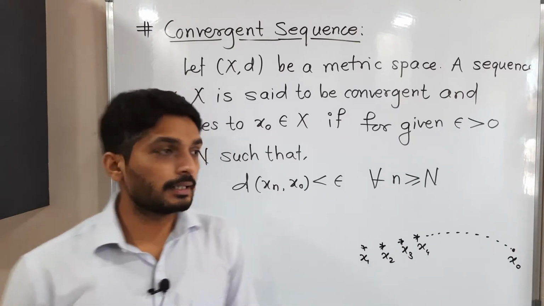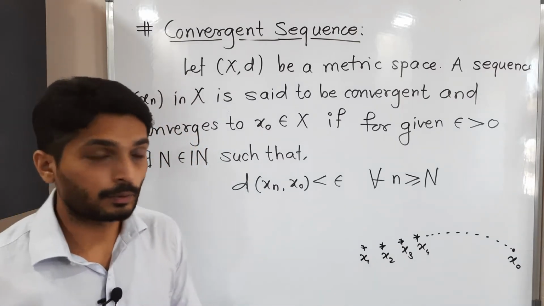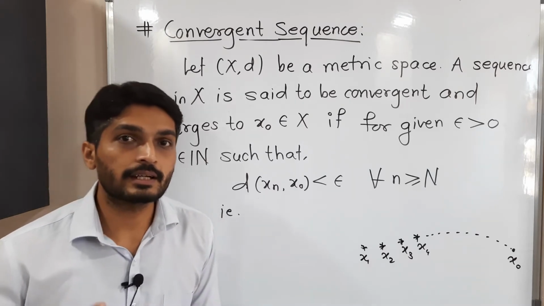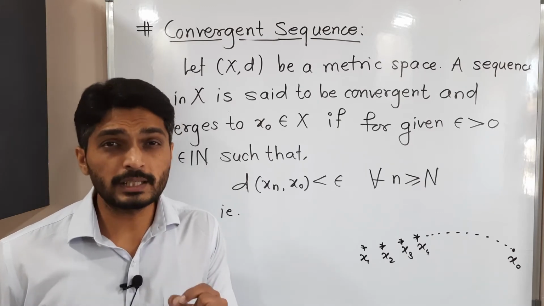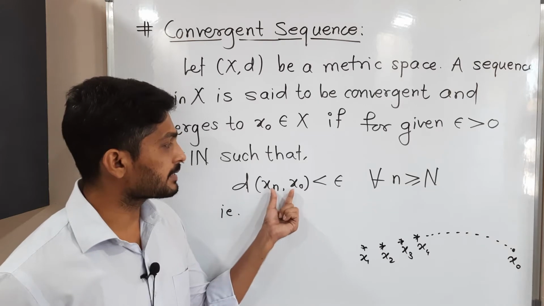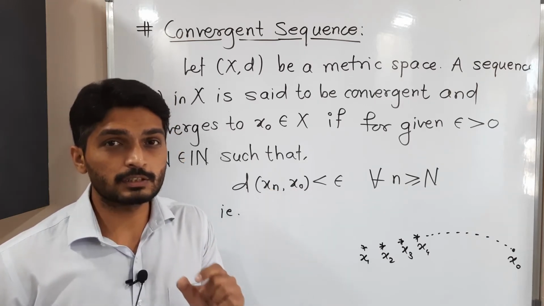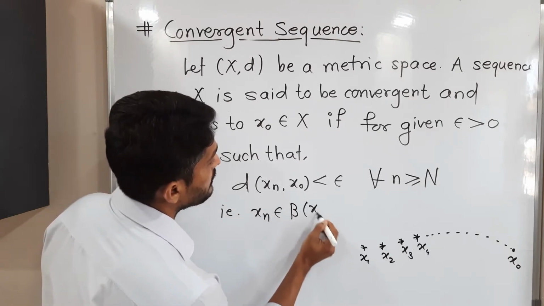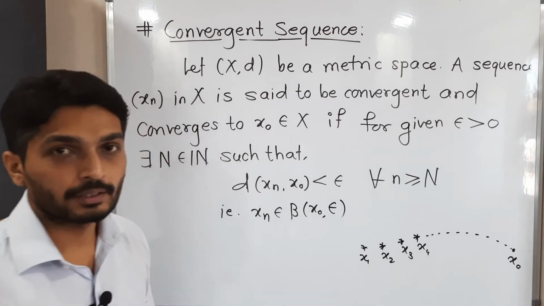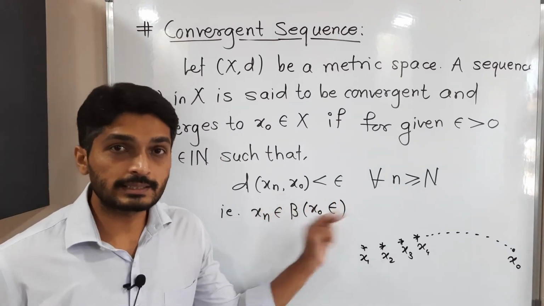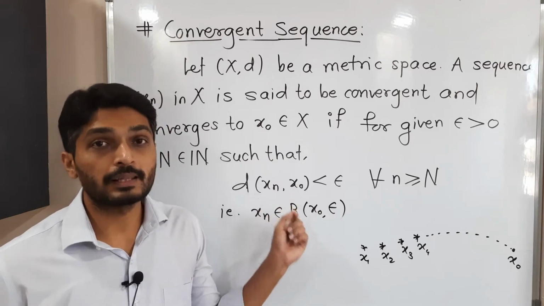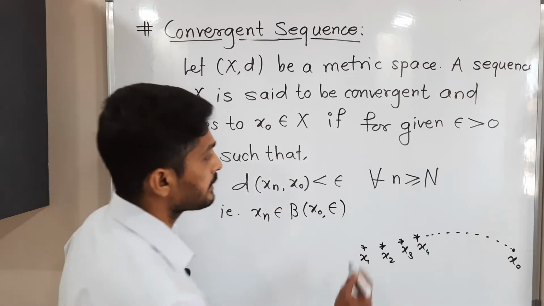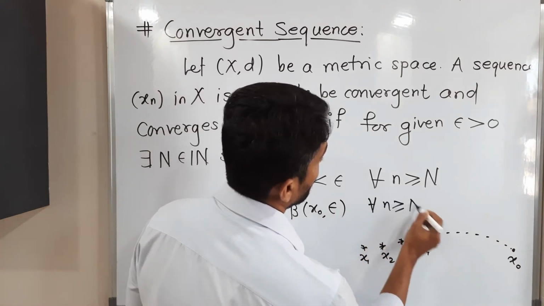Let us see how we can write it in another way. d means distance. The distance between Xn and X0 is less than epsilon. Epsilon means a very small real number. So the distance between Xn and X0 is less than epsilon, that means the distance is very small. That means Xn belongs to the open ball with center X0 and radius epsilon. Getting it now? The distance between these two points is less than epsilon, that means Xn lies in the open ball having center X0 and radius epsilon. And this is true for n greater than or equal to capital N.